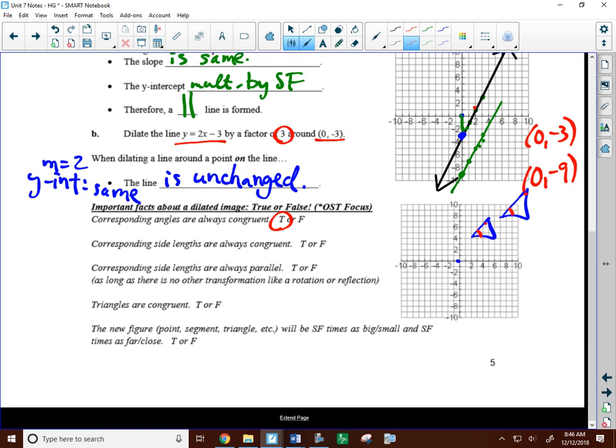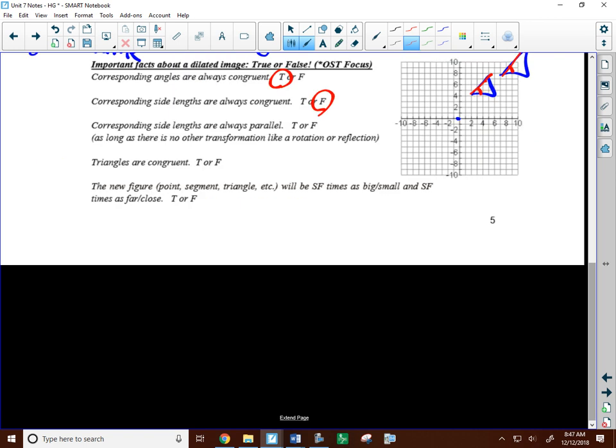Corresponding side lengths. That length and that length? False. They will not be. The only time is if the dilation is a scale factor of 1. They'll be congruent. Corresponding side lengths are always parallel. Yeah, that's what we just spent the last example on. Corresponding side lengths will be parallel.